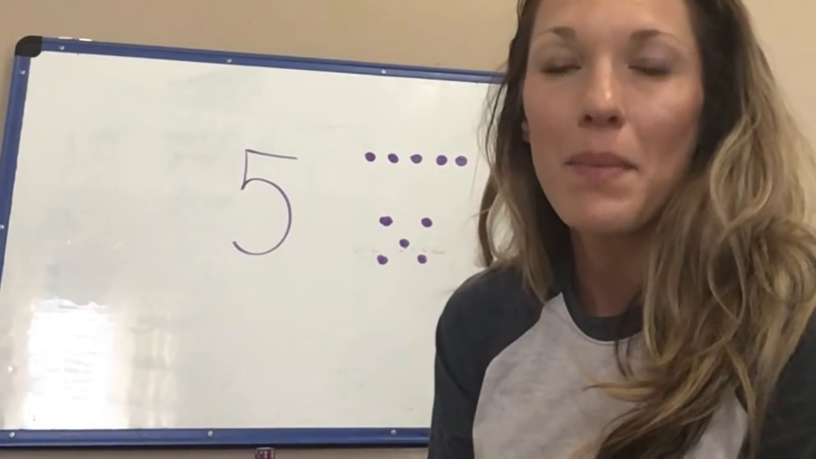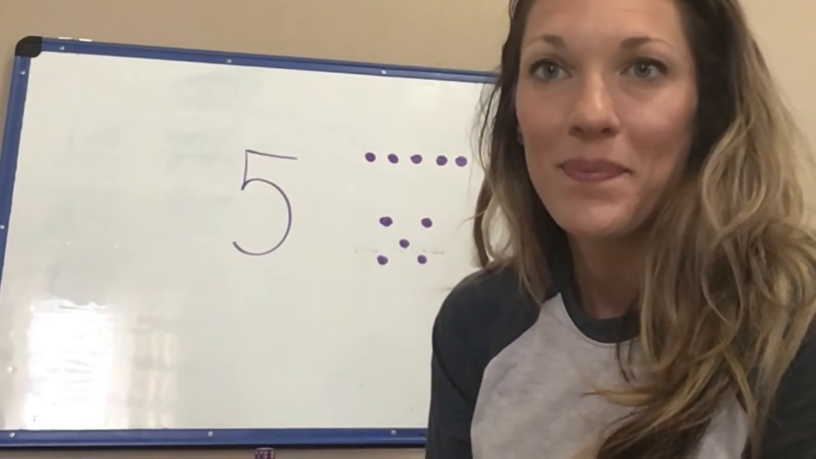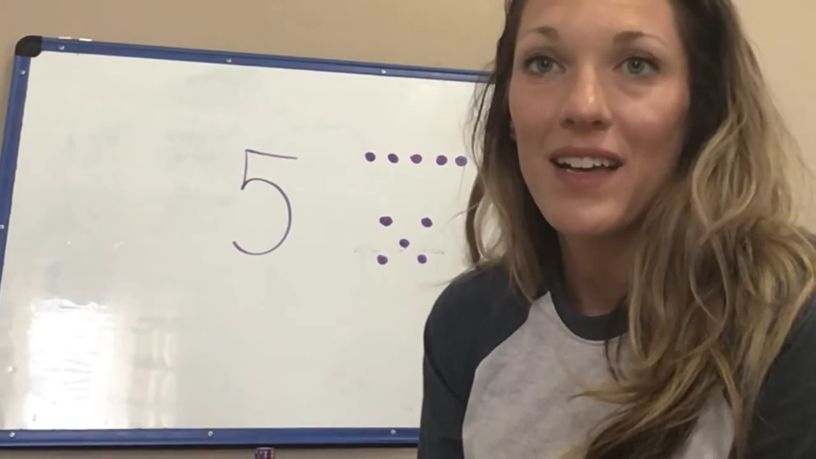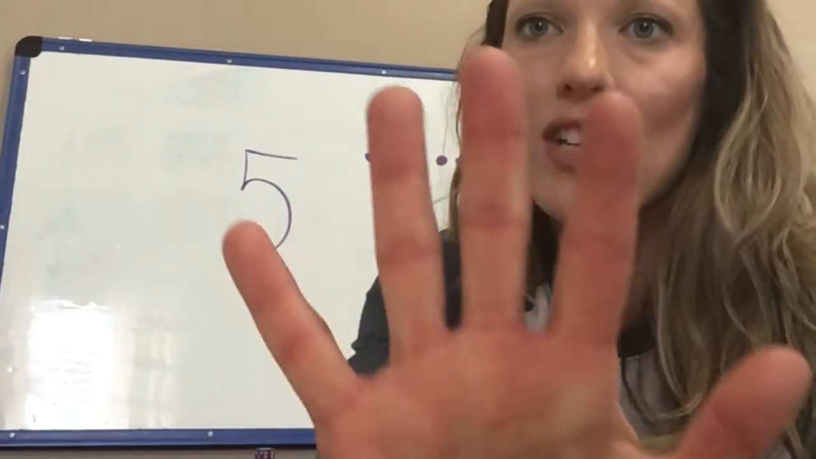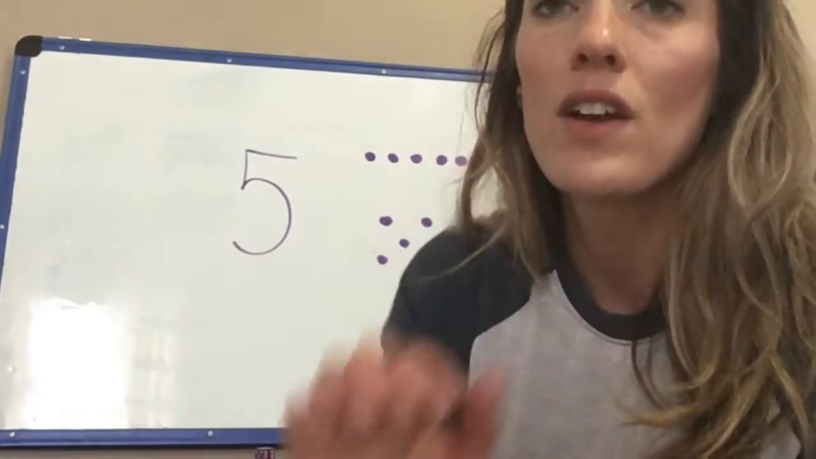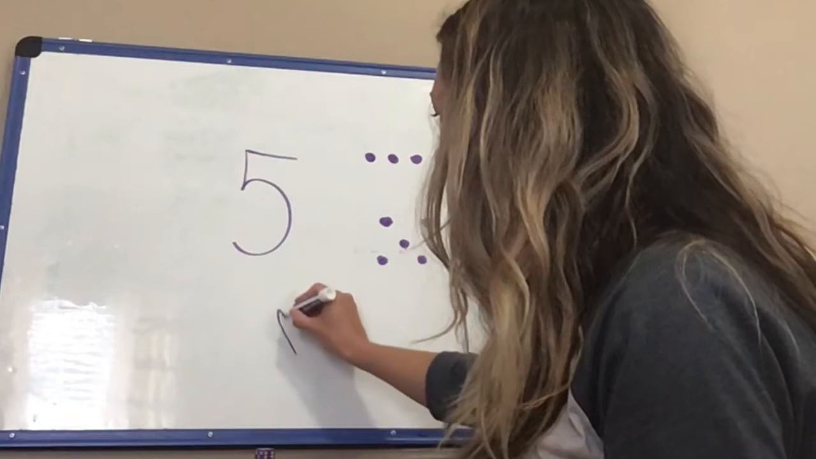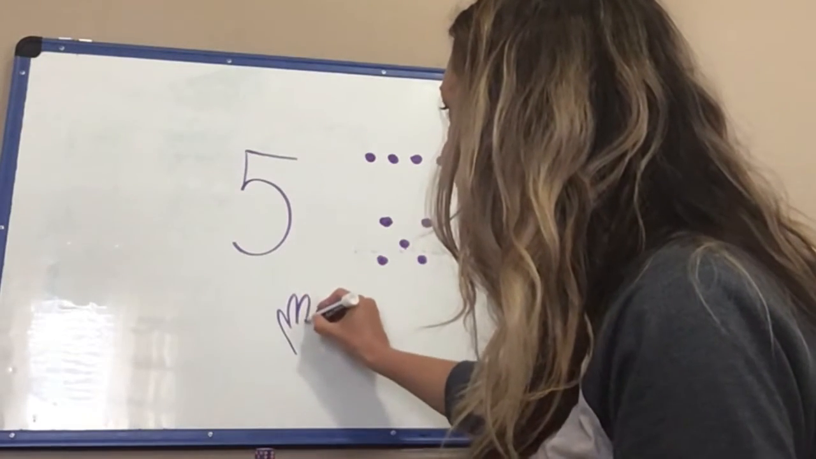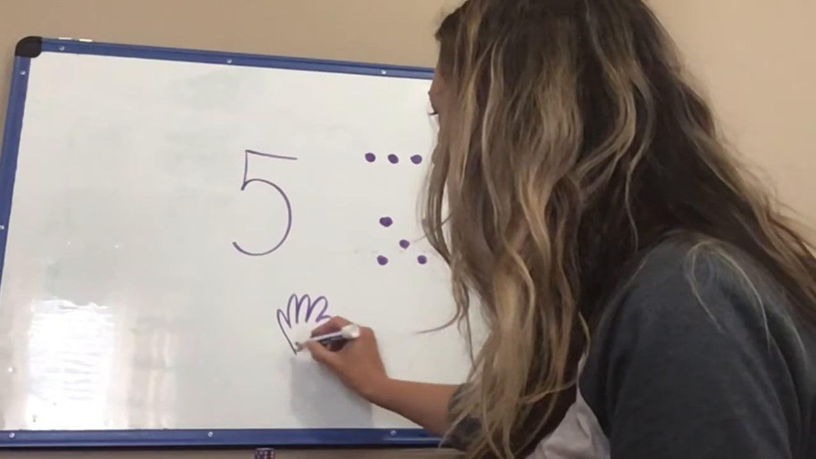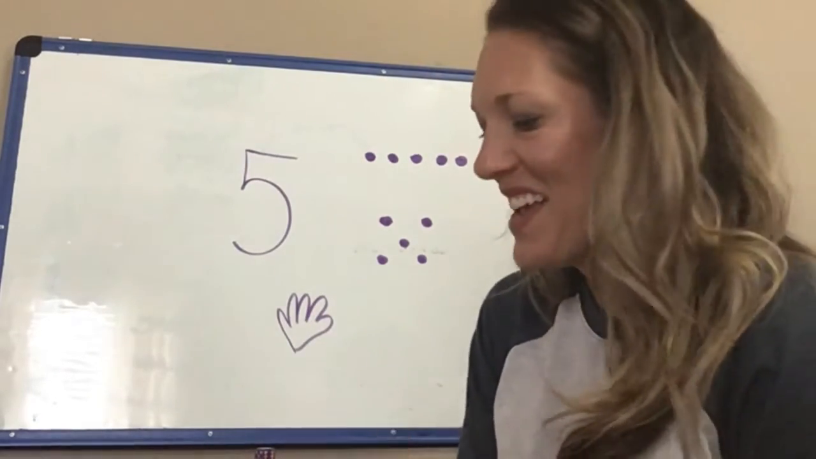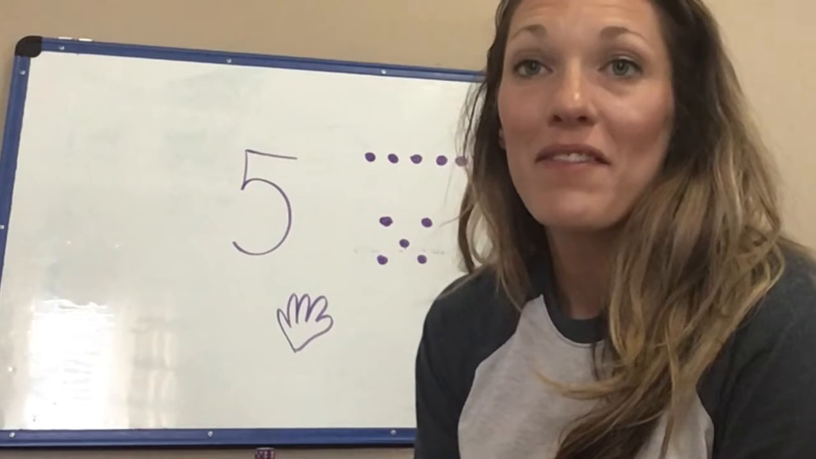How else can we show 5? What about something on your body? What do you have 5 of? That's right. You have 5 fingers. Show me a whole hand. 1, 2, 3, 4, 5. So to show that on paper, you could just draw a hand. 1, 2, 3, 4, 5. Yeah, it's the best hand I can do at the moment. All right, how else can we show 5?